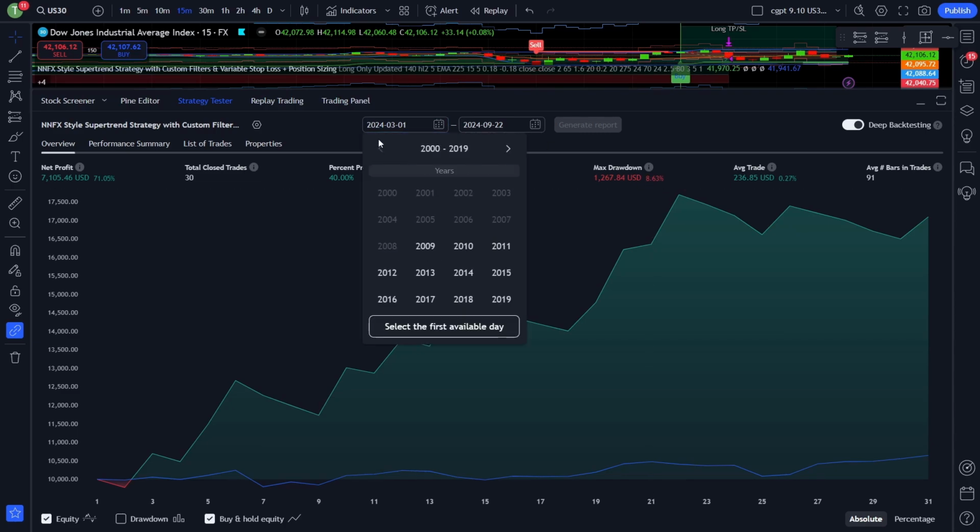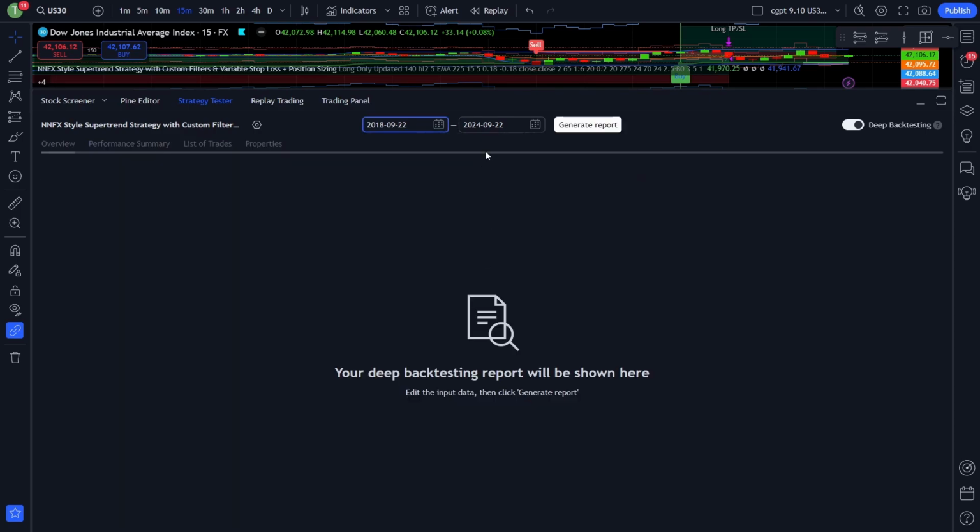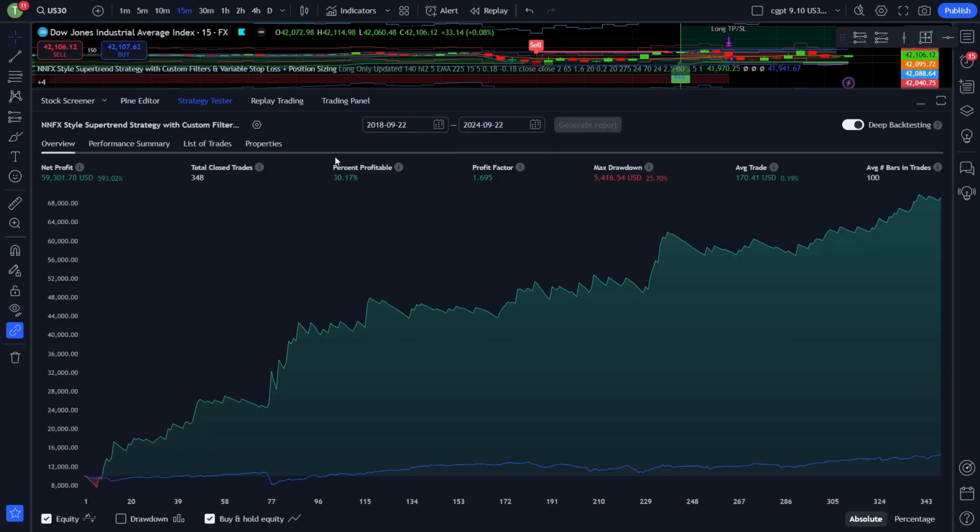I also made sure to check the last 6 years, so now let's take a look at that. I set the start date to the 22nd of September 2018, and leave the end date in 2024. And just look at that. Right from the beginning, it started to trend up, and it's steadily trending upwards until the end.